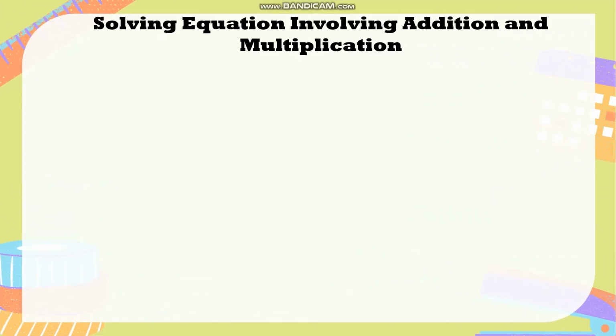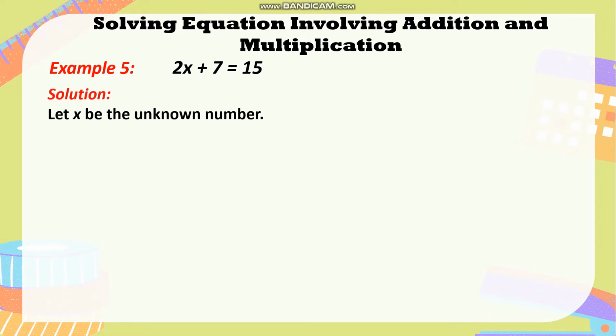Solving equation involving addition and multiplication. This time, gagamit tayo ng two-way operation. Example 5. 2x plus 7 equals 15. Solution. Let x be the unknown number. Given, 2x plus 7 equals 15, wherein 2x plus 7 is the side A of the equation. 15 is the side B. How to solve the equation?